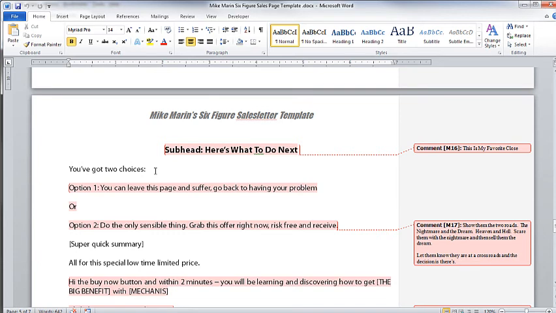I learned this from Clayton Makepeace, which is like, you're at a fork in the road. You have option 1, option 2. So what I like to do is option 1, you leave this page and go back to having the problem, and let them know the cost of staying where they are.